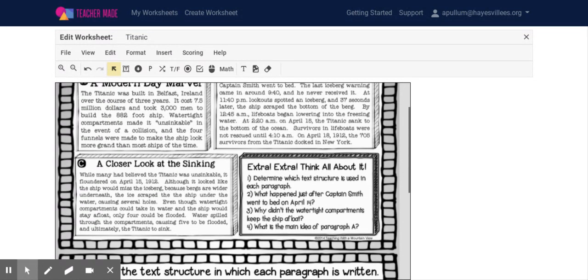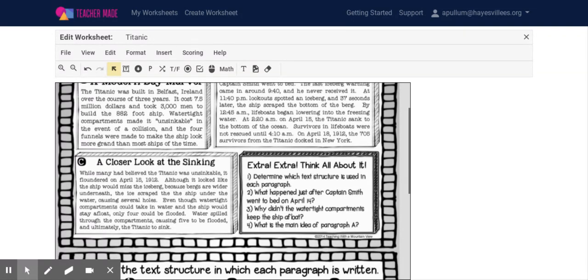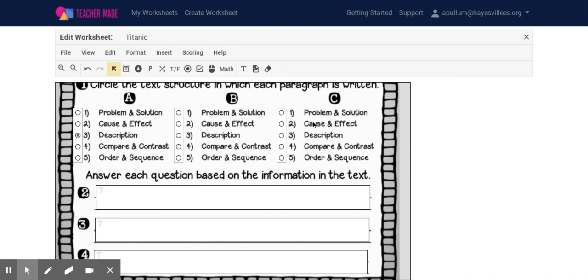Okay, so up here I see a lot of dates and times. And it lists them in order. They're telling the events of the night and why they think it happened the way that it happened. So the best text structure pick here would be order and sequence.